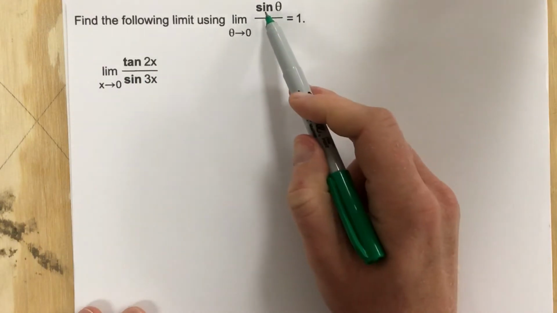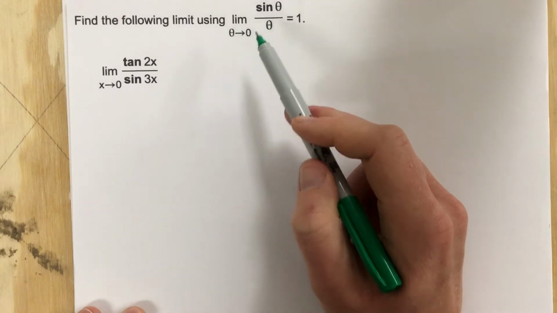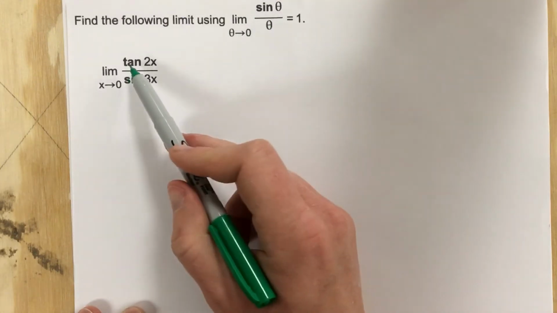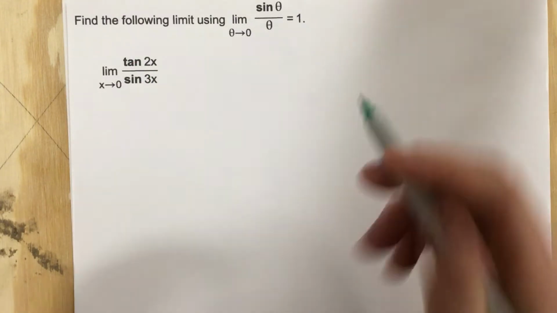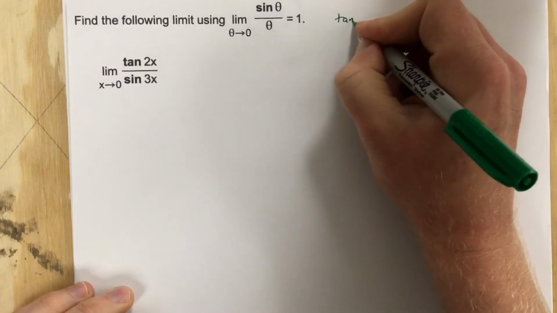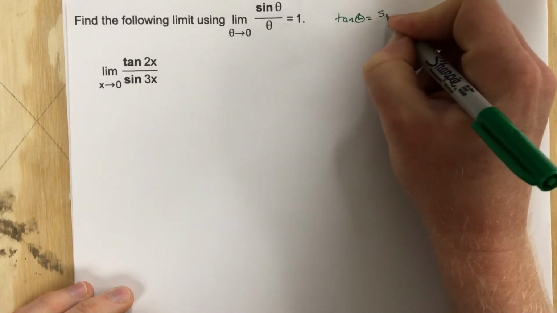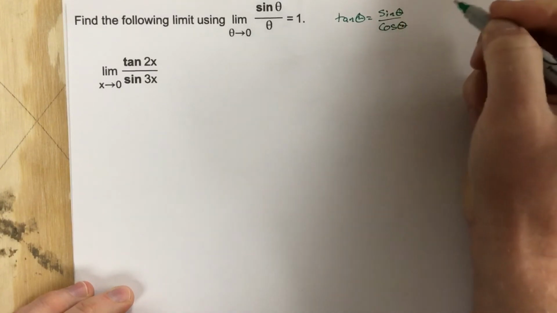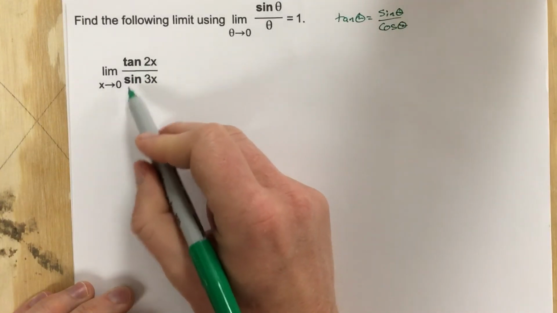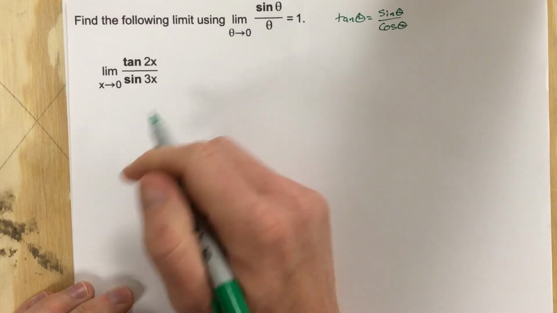Now because we have sine theta over theta, our first thought should be, can I take tan 2x and convert it into some sort of sine function? Well, we know that tan theta is equal to sine theta over cosine theta. So I can replace tan 2x with sine 2x over cosine 2x.